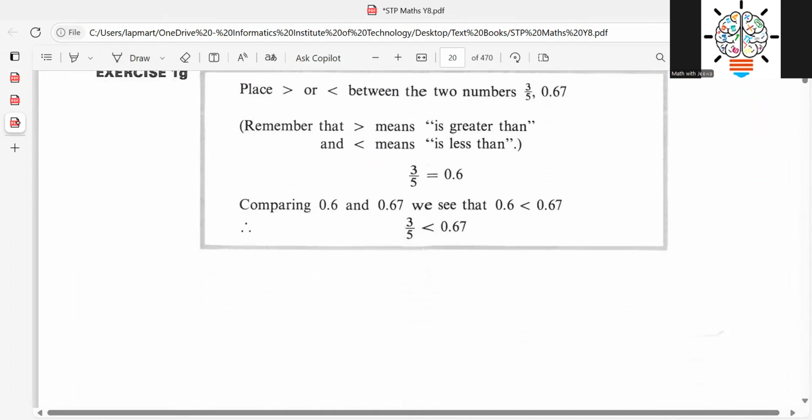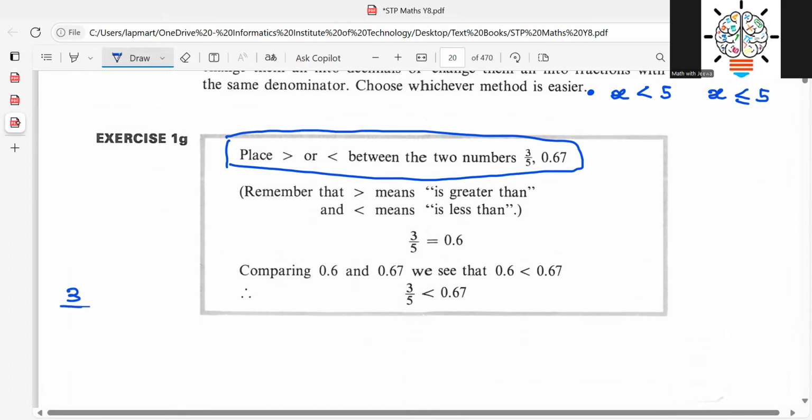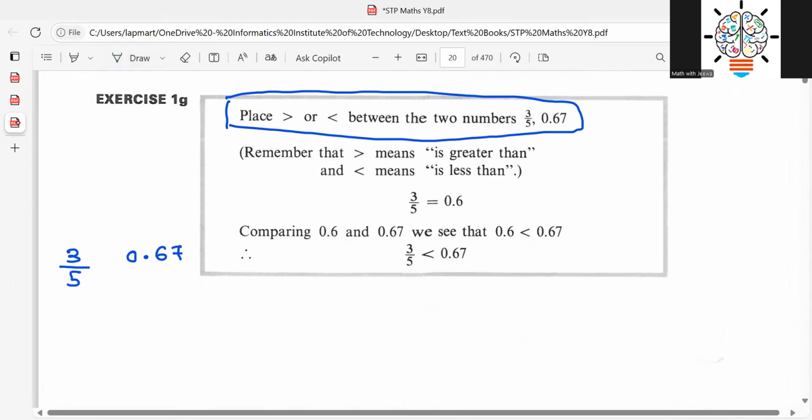Now you want to compare; write down this question, and I'm going to write the answer here out of the box. So you want to compare 3 over 5 and 0.67. Can you compare these two numbers? No. Why? They are in two different formats. One number is a fraction, the other one is a decimal. So you can choose either way: you can decide whether to convert 0.67 into a fraction or convert 3 over 5 into a decimal.